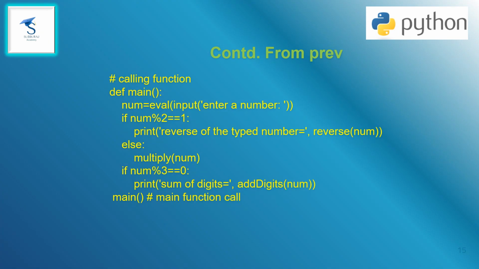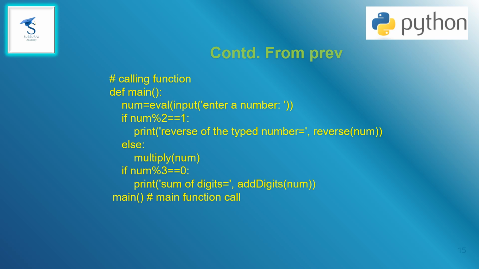So in the call function, we receive the number. Type whatever number you want to type. If the number is odd, reverse the digits. If it is 355, it's an odd number, so it will be 553. If it is 356, multiply by 2. Then if it is divisible by 3, print the sum of digits, add digits.